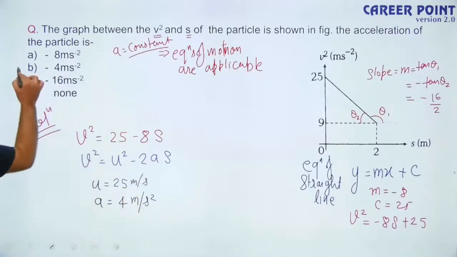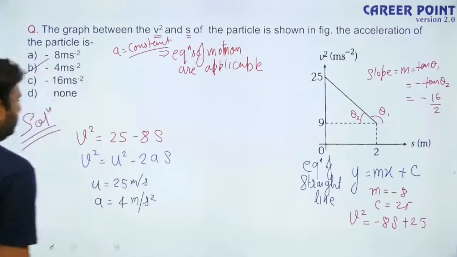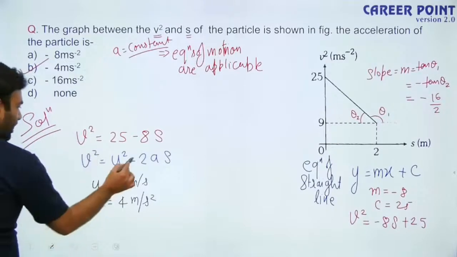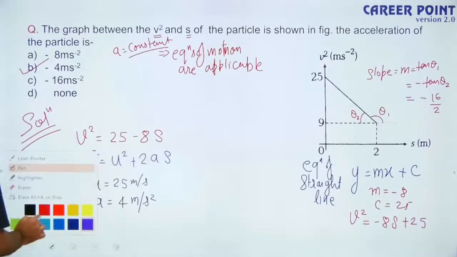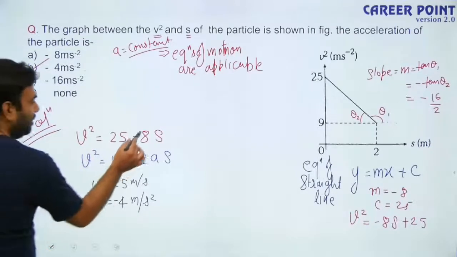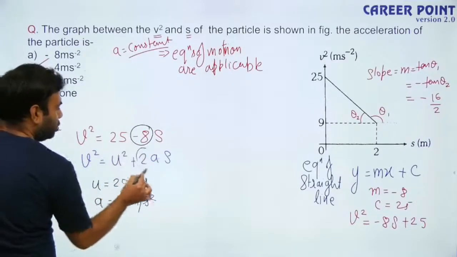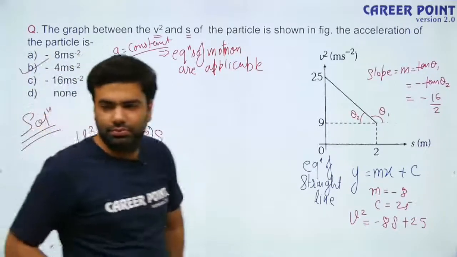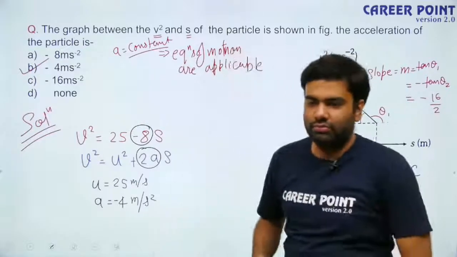So acceleration is option B, 4 meter per second square, and there should be a negative sign because the equation should be plus 2as, and by comparing we have that minus 8 is equal to 2a. From this we get acceleration is minus 4 meter per second square. So the answer is option B. Good, Rajesh, very good. Clear?